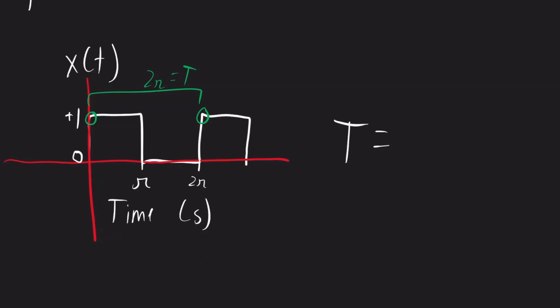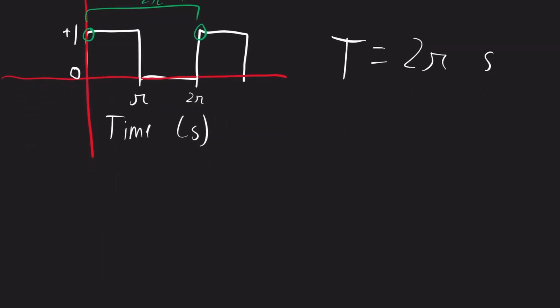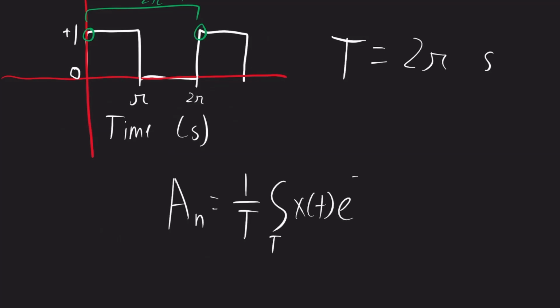So big T is going to be 2 pi seconds. I'm going to write the a sub n equation again. It was 1 over T times the integral over 1 period of x of t times e to the negative j 2 pi n t over big T, all with respect to time. We need to integrate over 1 period, and it can be any period.